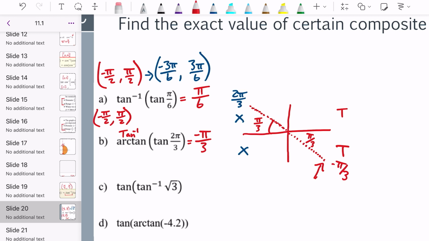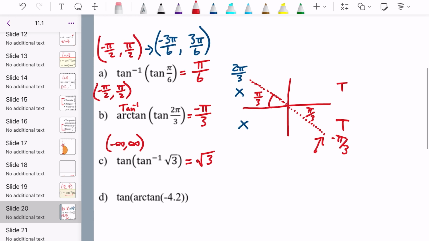Let's take a look at C. Here we have tangent being on the outside, which means we are going from negative infinity to positive infinity. Considering how this includes all numbers, our final answer would be the square root of 3. The same thing would be happening for D. We're going from negative infinity to positive infinity. Notice, since the number negative 4.2 falls within negative infinity to positive infinity, this will be our final answer of negative 4.2.